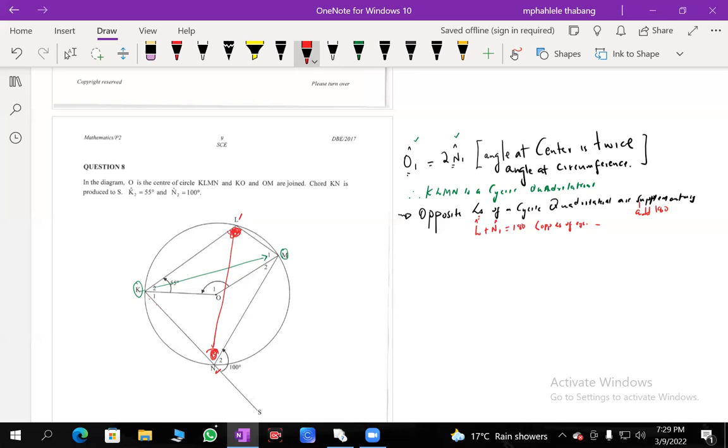Even angle K, which in this case is going to be K1 plus K2 plus M1 plus M2, should give us 180. The theorem is still the same. Opposite angles of a cyclic quad are supplementary. Once you see a cyclic quad, you have to remember the theorems of a cyclic quad. One of the theorems states that the opposite angles of a cyclic quad are supplementary.